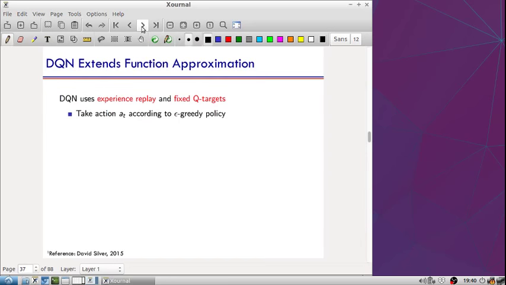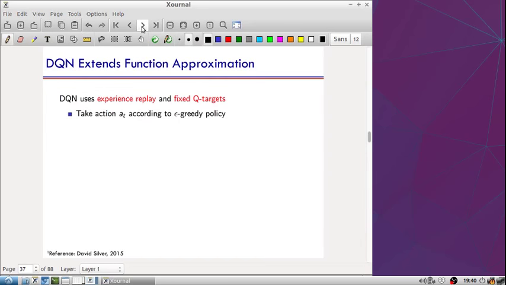So let's say I've already done a lot of different things. I've stored many such 4 tuples in my database. Okay, I'm going to sample a few of them. And why would I do that? Given a sample, I'm just going to do some weight update. So remember, the only way we can improve the Q values is by doing weight update, right? So we're going to do weight update.